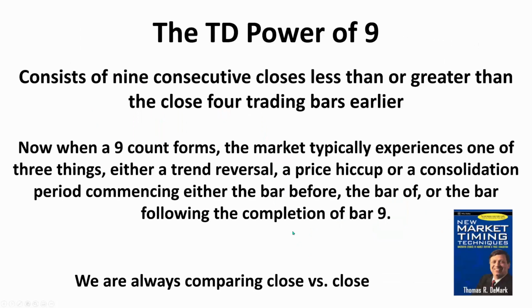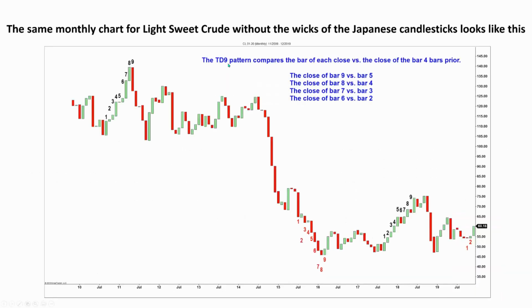Now, the TD power of 9 consists of 9 consecutive closes less than or greater than the close 4 trading bars earlier. When a 9 count forms, and I'll show you the details, the market typically experiences one of 3 things: either a trend reversal, a price hiccup, or a consolidation period. And it commences typically either on the bar before, bar number 8, the bar of, bar number 9, or the bar following the completion of bar number 9. And we're always comparing close versus close. This is a tool that was developed by Tom DeMark, just one of his tools.